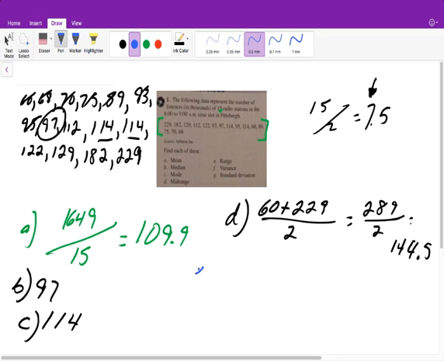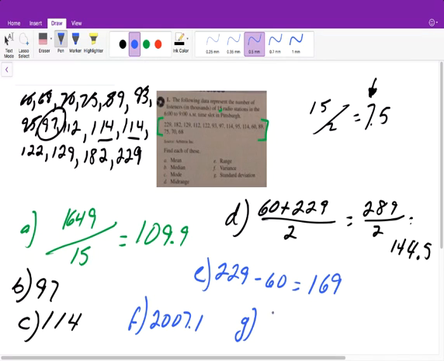For E, our range, that one will be our largest number, 229, and we just subtract our smallest one, which is 60, so that will then be equal to 169. I'm not going to go over F and G because I want you guys to use a calculator for that, but the answer to F was 2007.1, and then the answer to G would have been 44.8. I'm going to see if I can find an emulator on here to create a video to show you how to find your standard deviation using a calculator. But we've gone through that in class. So that's question number 1.